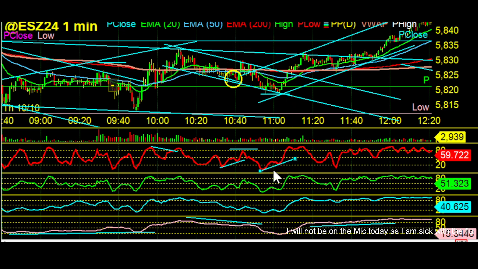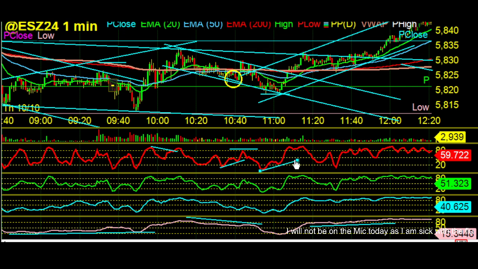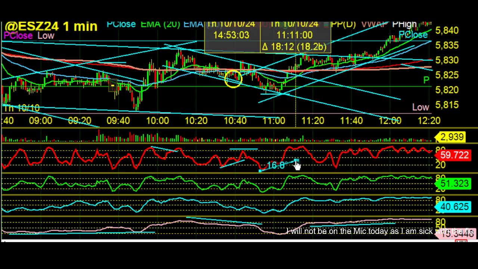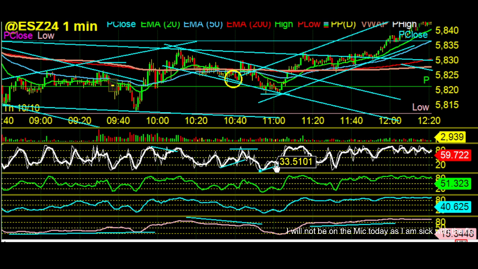That's very important, the angle of this line. If it's underneath that 20 line, it could be down here. If it's above that 20 line, it's usually going to be a higher angle. And this is a real high angle. This is like a 20 degree angle, which is really, really good.